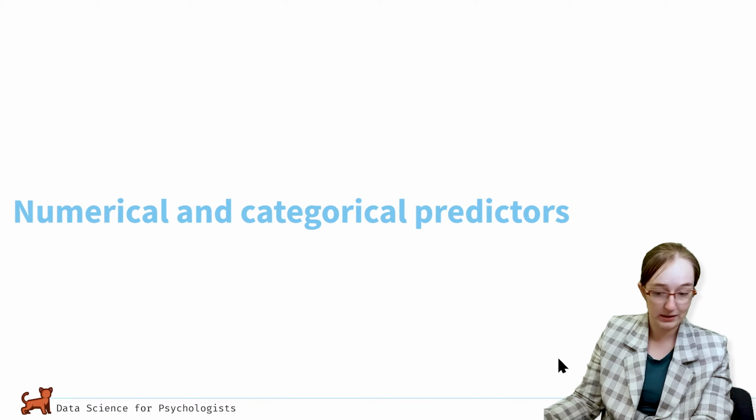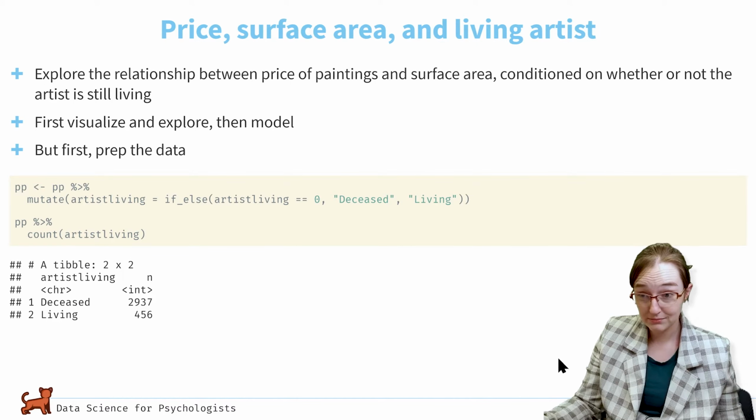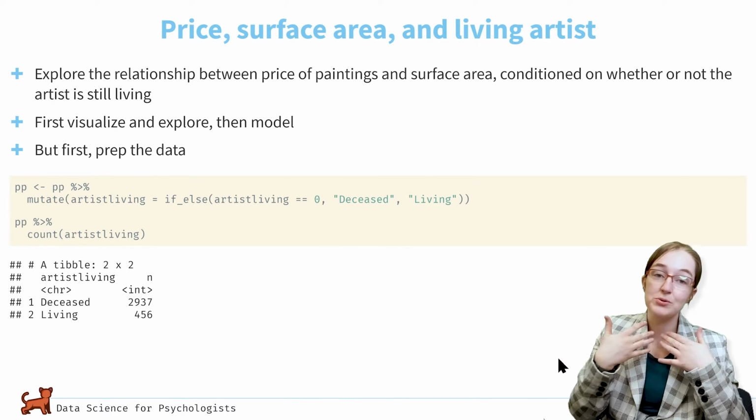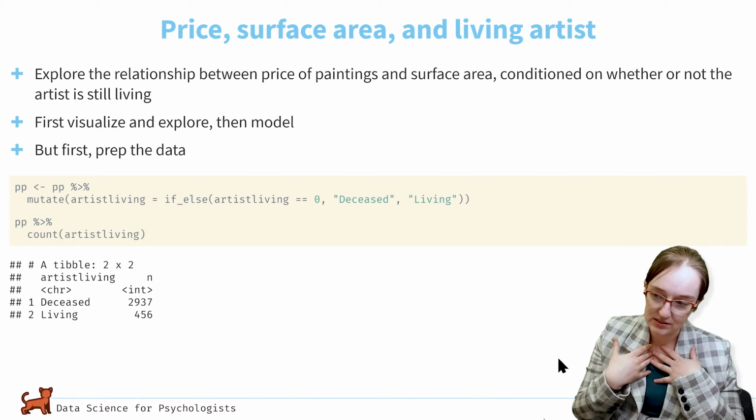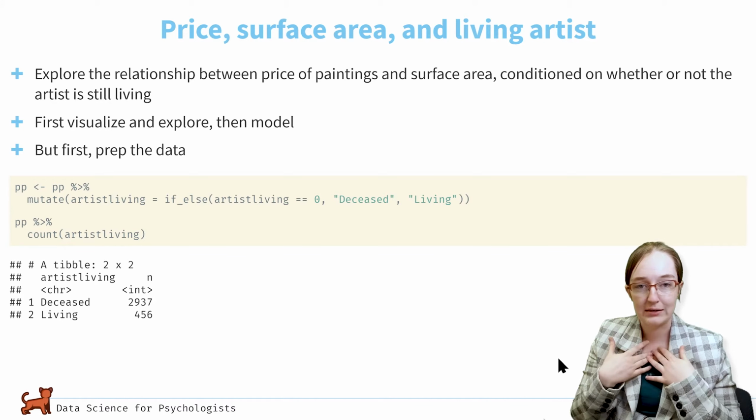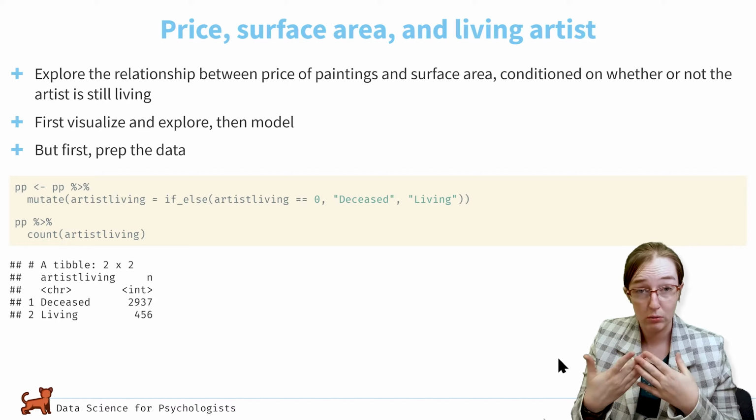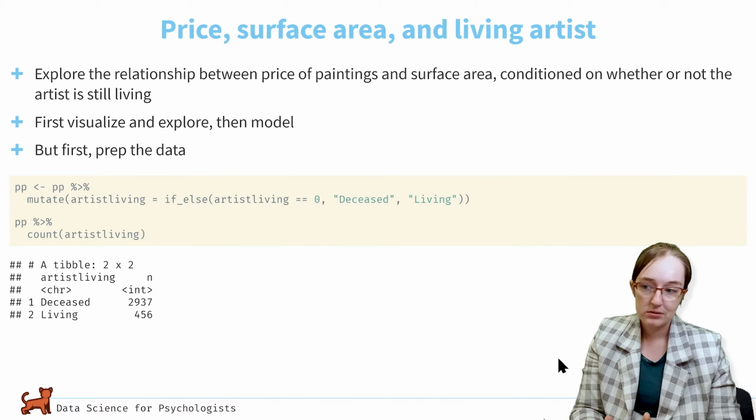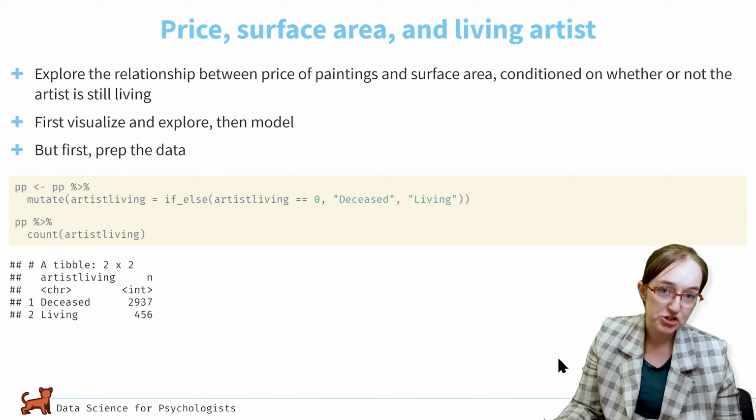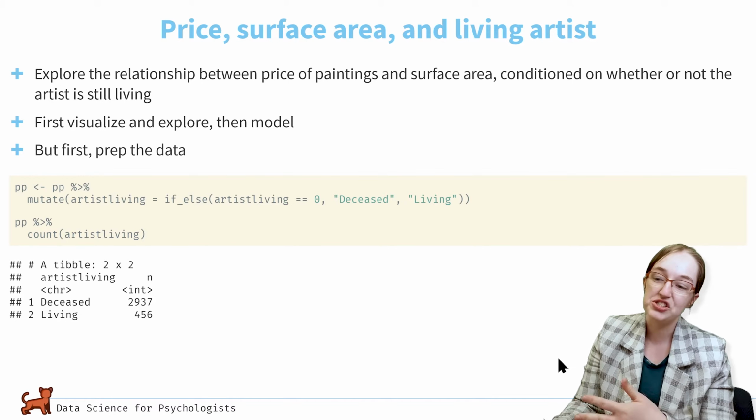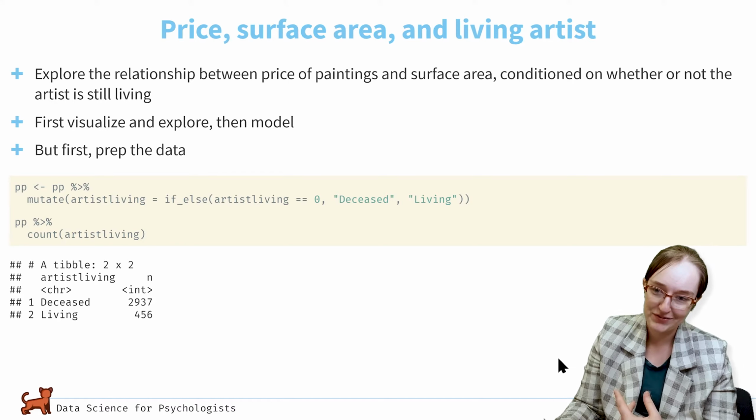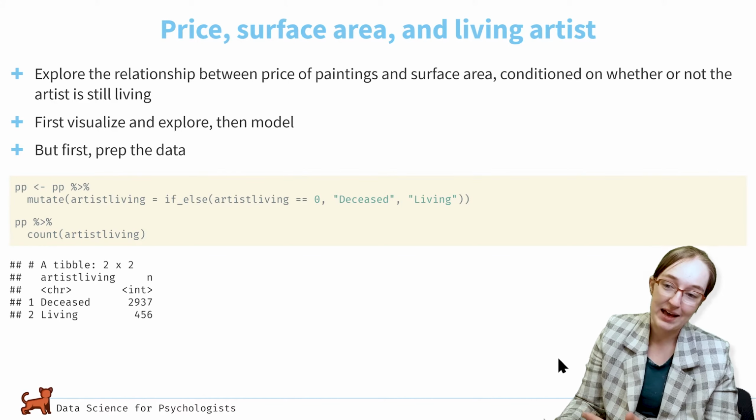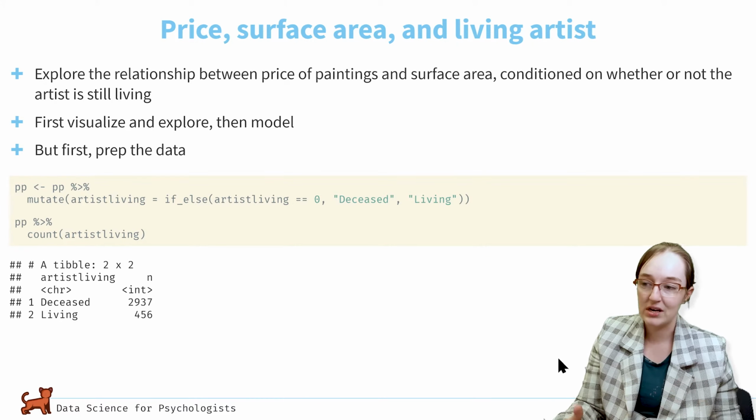Let's do numeric and categorical because we can combine them. It's nice. We are also not limited to 2 predictors, but for my own sanity, we're going to stick with that. You are welcome and actively encouraged to expand. Let's explore a little bit more of our relationship. So we can explore the relationship between price of paintings and surface area and condition that on whether or not an artist is living.